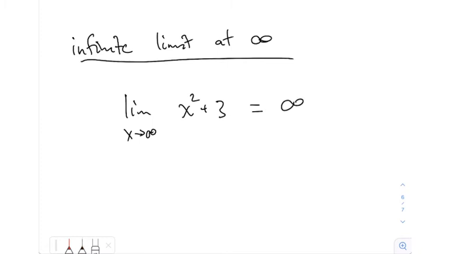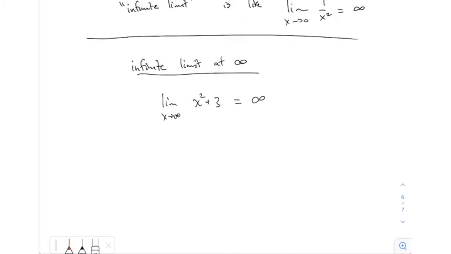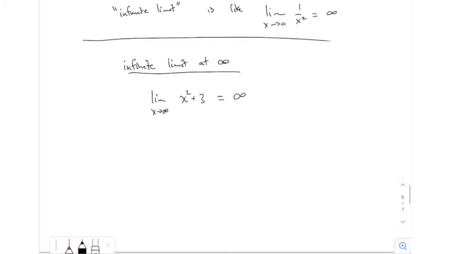And it's at infinity because of this thing down here. The x is going to infinity. This is an example of an infinite limit at infinity, all right? It's because we have the infinity here and also here, right? That's what an infinite limit at infinity means. It means the x is approaching infinity and also the limit itself is infinite, all right?